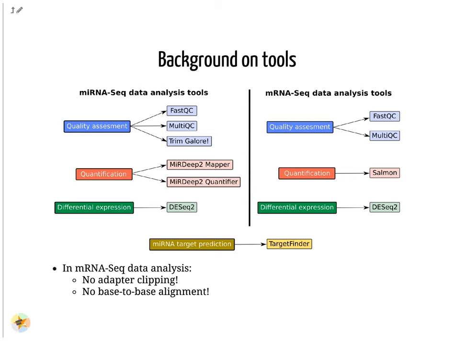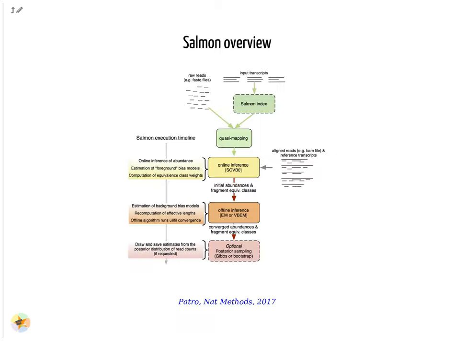Because of the working principle of Salmon, we gain little to no advantage of clipping the adapters from the reads. Overview of Salmon mapping and quantification. Salmon accepts either raw or aligned reads. When raw reads are provided, Salmon uses its lightweight, ultrafast mapping model called quasi-mapping for further abundance estimation.